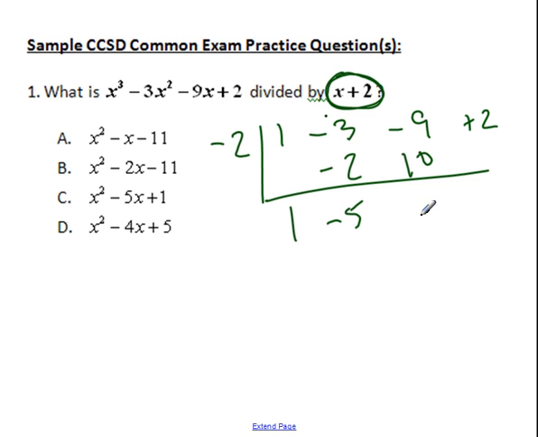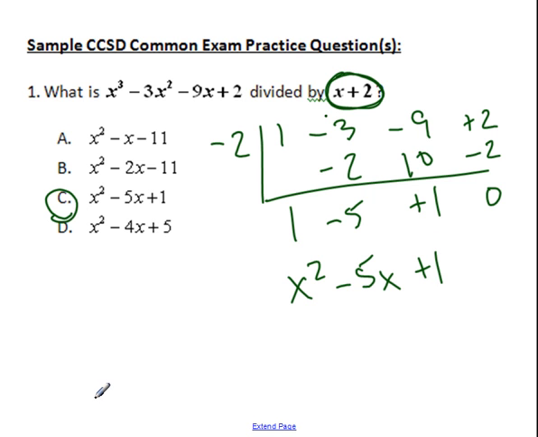10 minus 1. Wait. No, that's plus 1. My fault. Almost ruined my day. So we get x squared minus 5x plus 1. Bam. Right there.